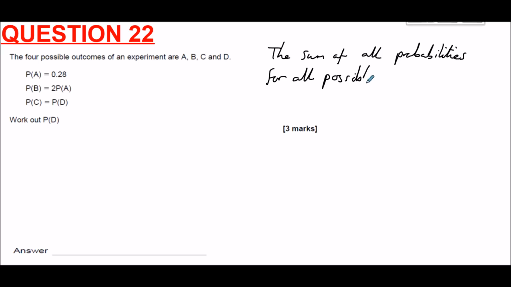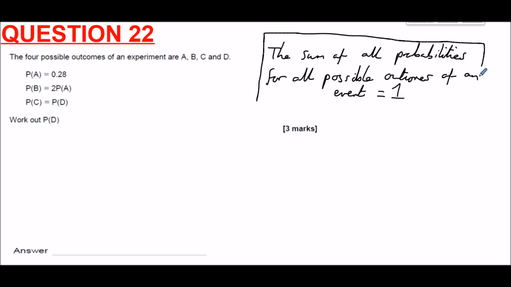Question 22. We've got 4 possible outcomes of an experiment, which are A, B, C and D. We need to work out the probability of D. Now, what we need to remember is one of the laws of probability, and that is that the sum of all probabilities for all possible outcomes of an event will equal 1.